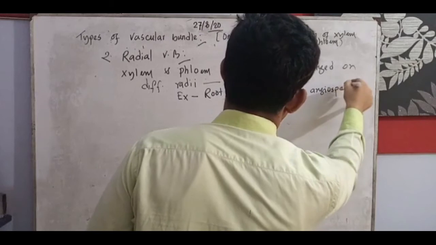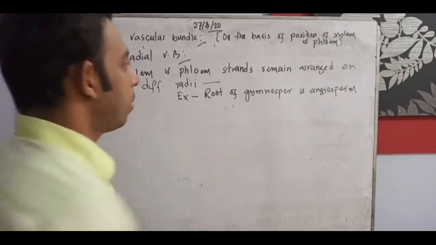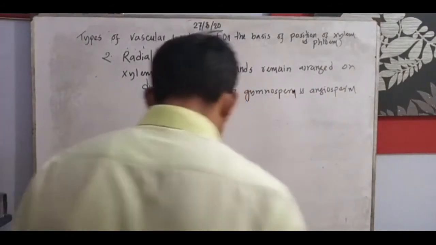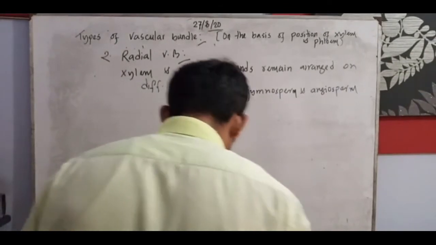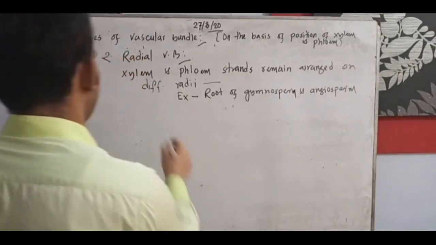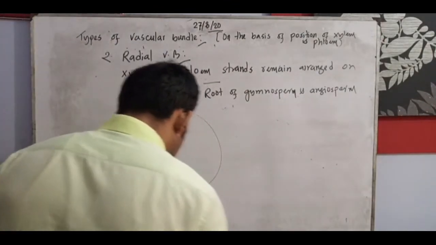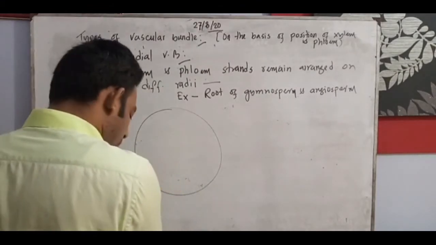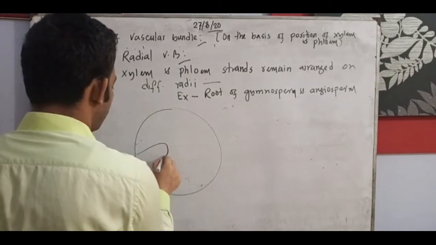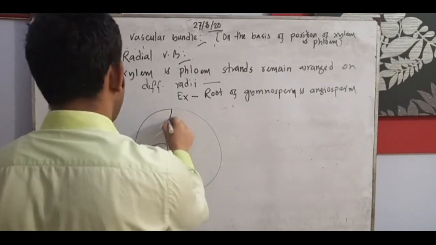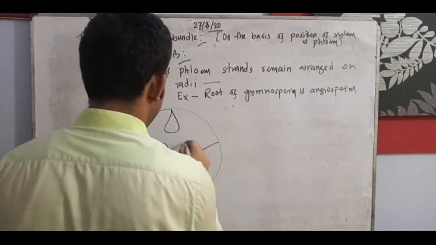This type of vascular bundle can be found in the roots of gymnosperm and angiosperm. Okay, importantly, we can go through understanding about that. Xylem and phloem are arranged on different radii. So we can try to draw a figure on that. We will try to understand about that point. We will try to draw this one in this way.